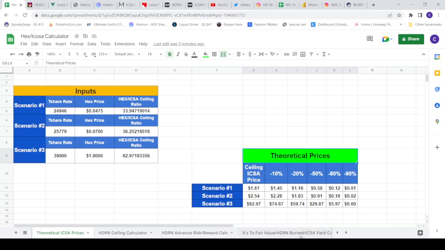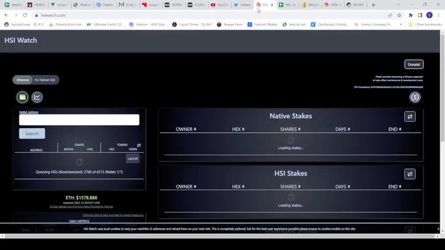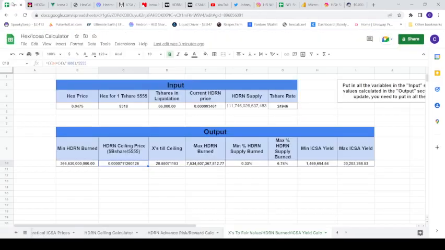So now I'm gonna go to the fair value of Hedron. So this is the interesting calculator. I accidentally refreshed the page, and it has to query all the stakes. But last time I looked at it, there was like 66 quadrillion shares. So that's about 66,000 T-shares.